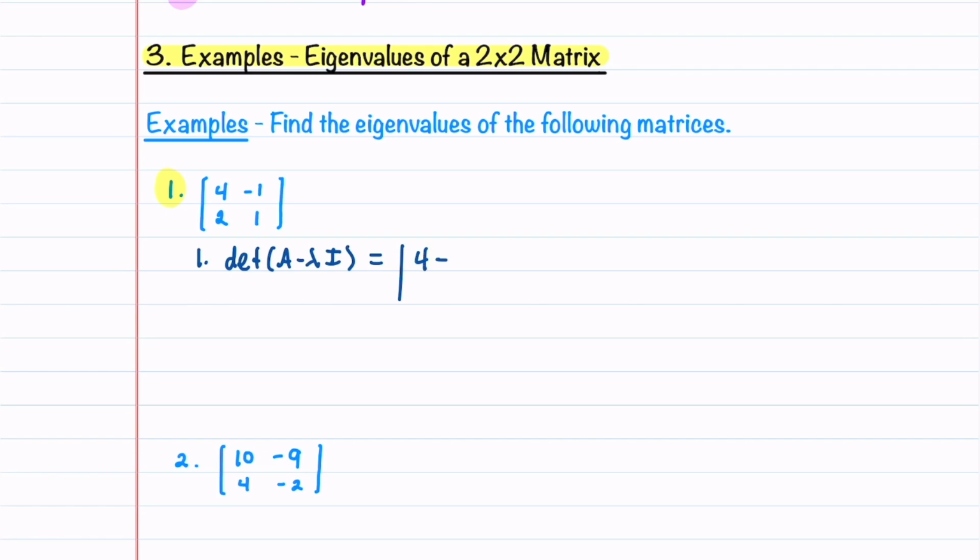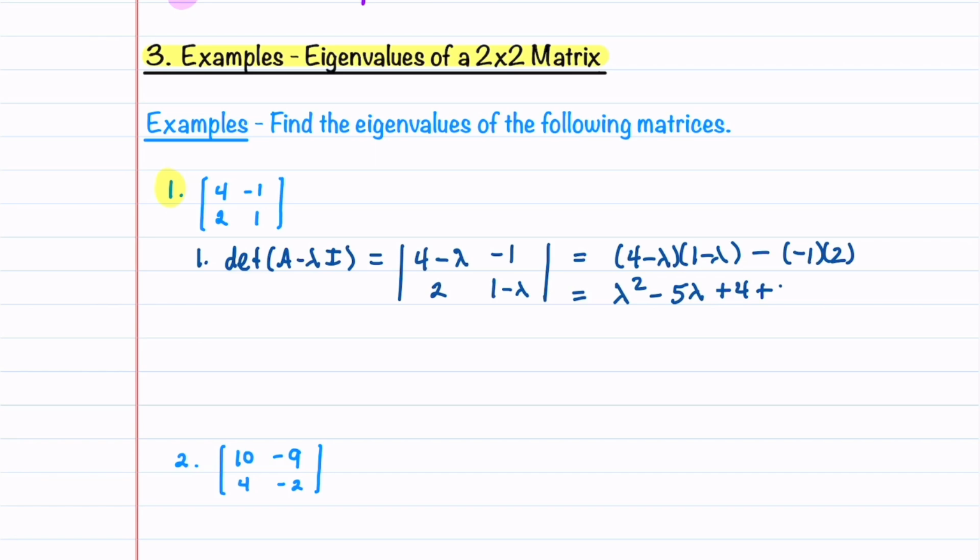This is equal to the determinant of 4 minus lambda, 2, minus 1, and 1 minus lambda. We multiply the main diagonal entries, and then we subtract off the off-diagonal entries. This gives us lambda squared minus 5 lambda plus 4 plus 2. So our characteristic polynomial is lambda squared minus 5 lambda plus 6.